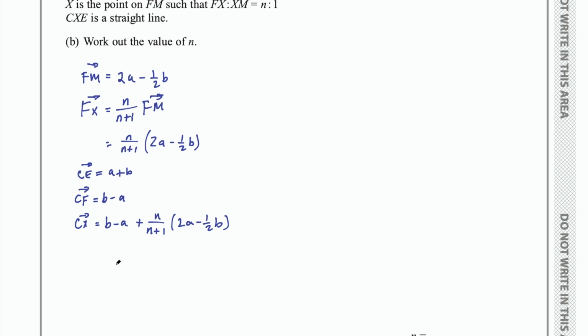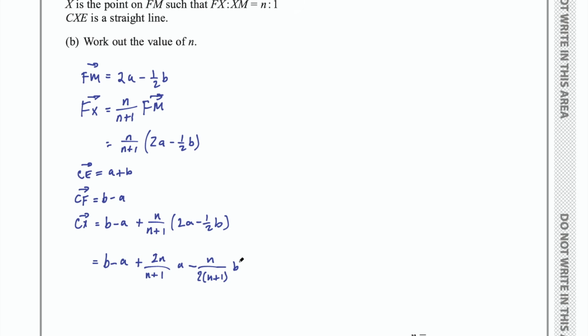Once you get to this point, you're about halfway there. You need to simplify this expression, so combine like terms. In other words, I want to expand these brackets and then get the a parts of the vector together and the b parts together. So I'll expand these brackets first. This is n over n plus 1 times 2a, that's 2n over n plus 1 a. And n over n plus 1 times negative half is negative n over 2 times n plus 1 b.